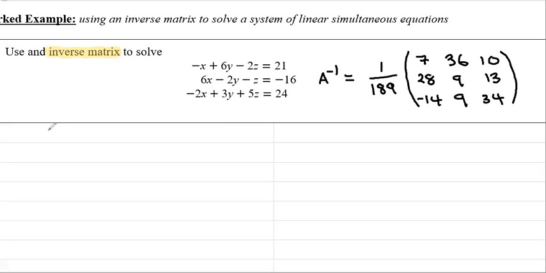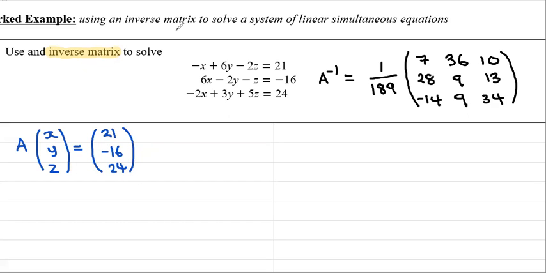All right, and just to finish off, we're going to solve this system of equations. So I'm going to restate the problem. Remember that we had the matrix A, which I'm not going to write out again, multiplied by the column vector x, y, z. Okay, that's going to be equal to another column vector, 21, negative 16, and 24, like that.